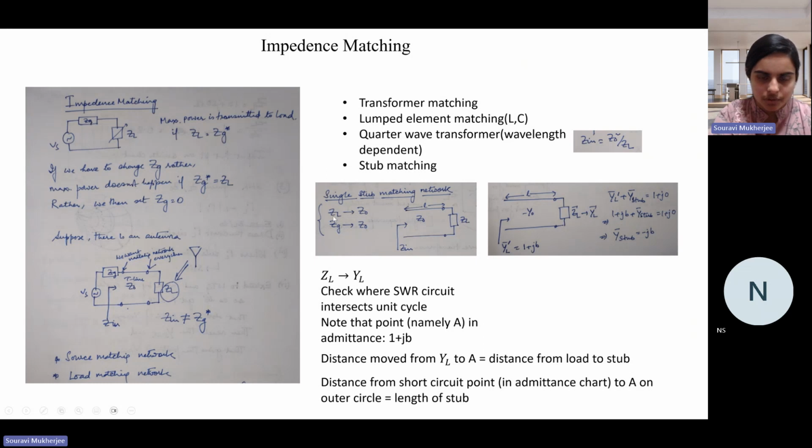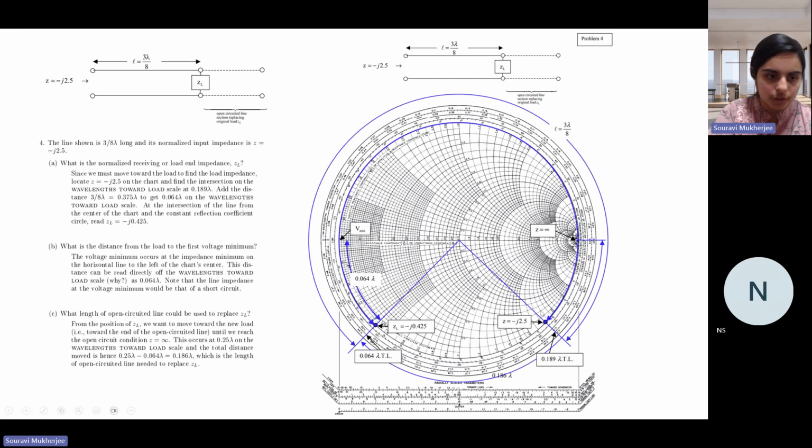Now what it is telling you is, suppose you know ZL, there should be a matching, so ZL should go towards Z naught, and again ZG, which is at the source end, should also go towards Z naught. For that, in terms of a Smith chart, we write ZL in terms of admittance and check where on the SWR circle. What is the SWR circle? If you know the value of your impedance, then the circle you draw with the magnitude of your given impedance is called the SWR circle.